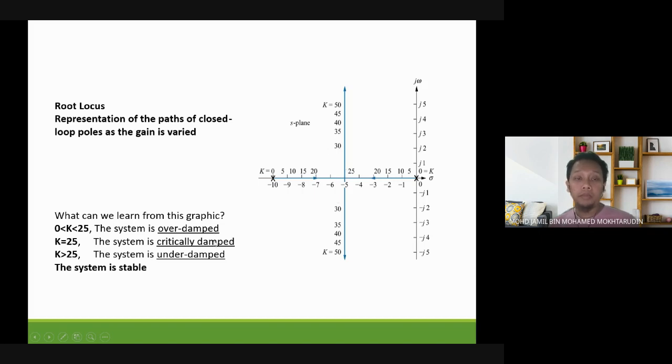But the type of stability, either overdamped, critically damped, or underdamped, depends on the position of the poles. So if the poles are on the real axis, it's overdamped. If it's at this intersection here, or the center here, it's critically damped. And lastly, if it's not on the axis, it is underdamped.